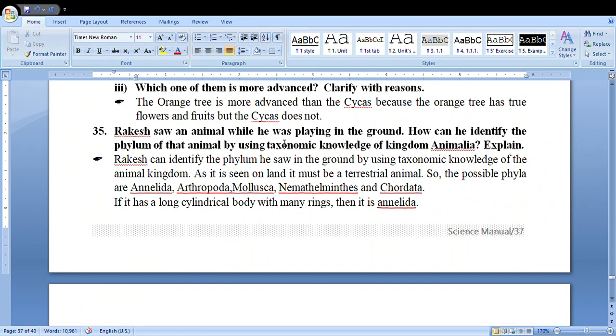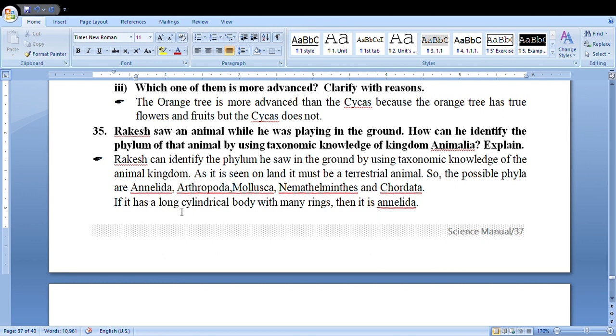Rakesh saw an animal while he was playing in the ground. How can he identify the phylum of that animal by using taxonomic knowledge of kingdom Animalia? Explain. As it is seen on land, it must be a terrestrial animal. So the possible phyla are Annelida, Arthropoda, Mollusca, Nematohelminthes, and Chordata.